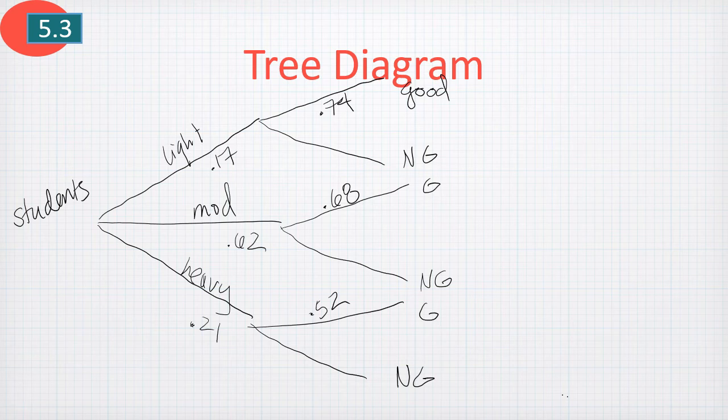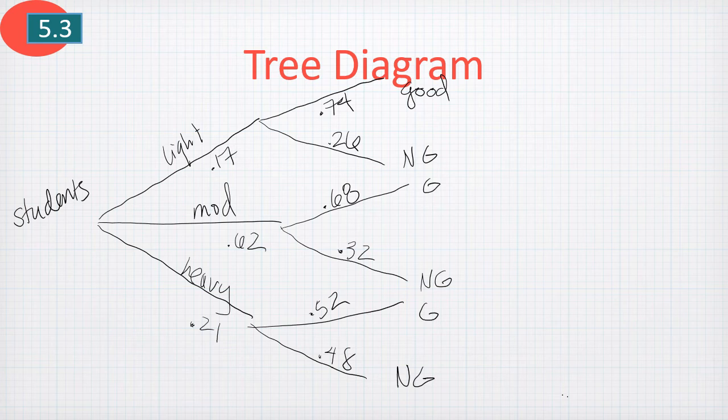Now I can't actually fill out the rest of the tree diagram. Remember when I said, hey, these should always equal 100? Well, they can. So 1 minus 0.74 is going to be 0.26. 1 minus 0.68 is going to be 0.32. 1 minus 0.52 is going to be 0.48. So I actually have all of the probabilities here on my tree diagram, which is excellent.